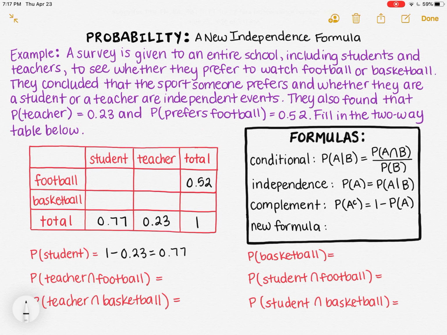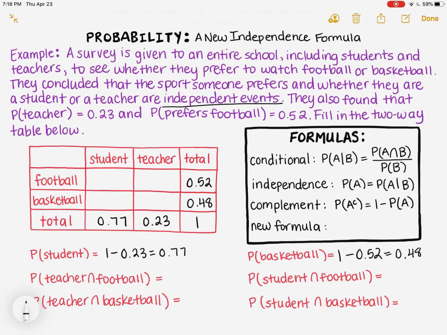I can do the same thing for finding the probability of choosing someone who prefers basketball. Since the probabilities have to add up to 1, this will be 1 minus the probability of choosing someone who prefers football, which is 0.52. And 1 minus 0.52 is 0.48. So I'll put that in the total box in the row that says basketball. Now, currently I don't have enough information to fill in the remaining boxes. The only other thing they told me in the example is that these two events are independent.